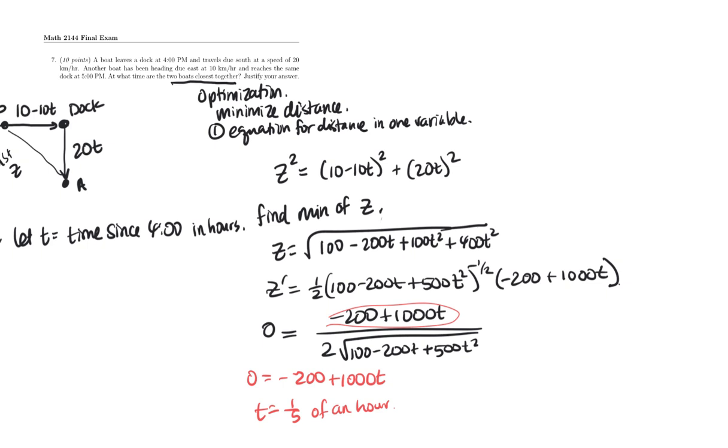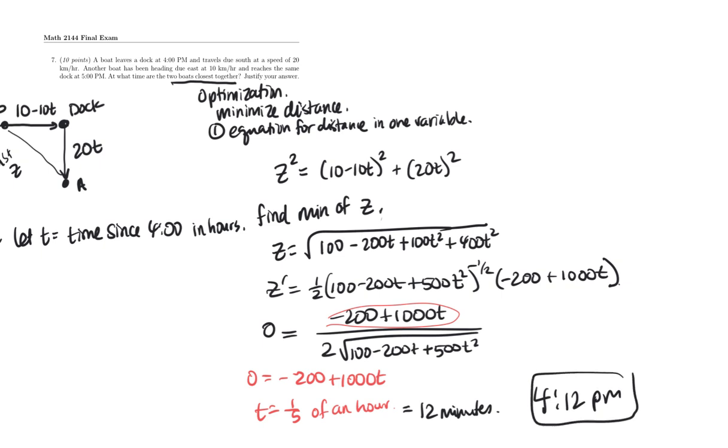The question is, at what time are the two boats closest together? So it would be 1/5 of an hour, which is equal to 12 minutes. And so 12 minutes past, well, what does T stand for? T stands for the time since 4 o'clock. So the correct answer is 4:12 p.m.